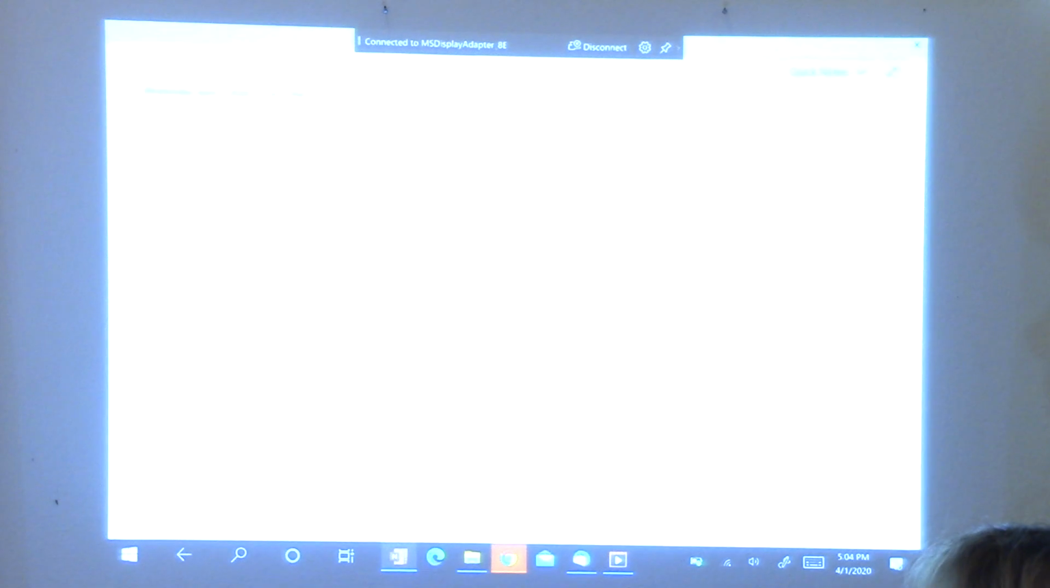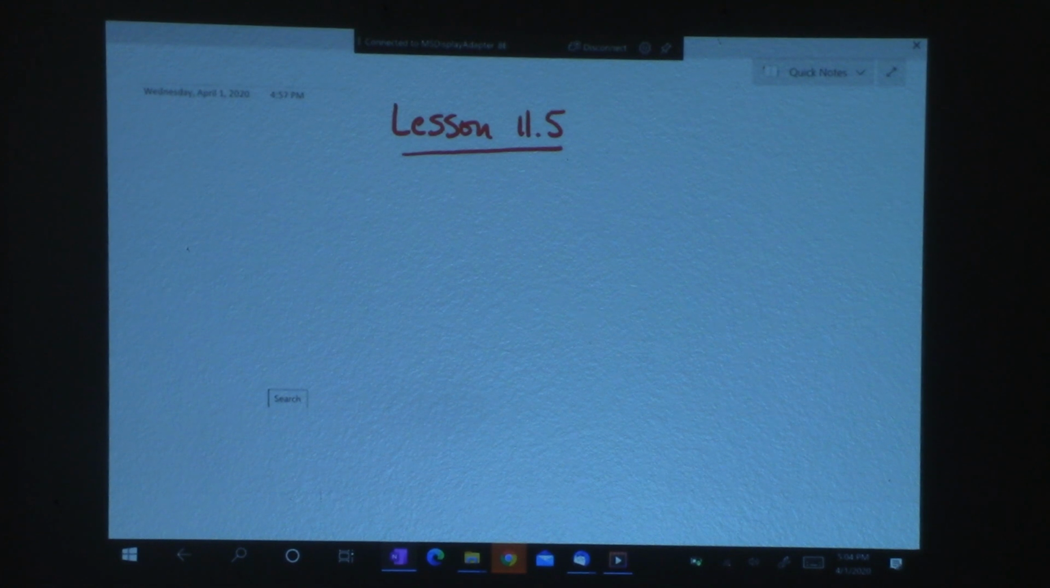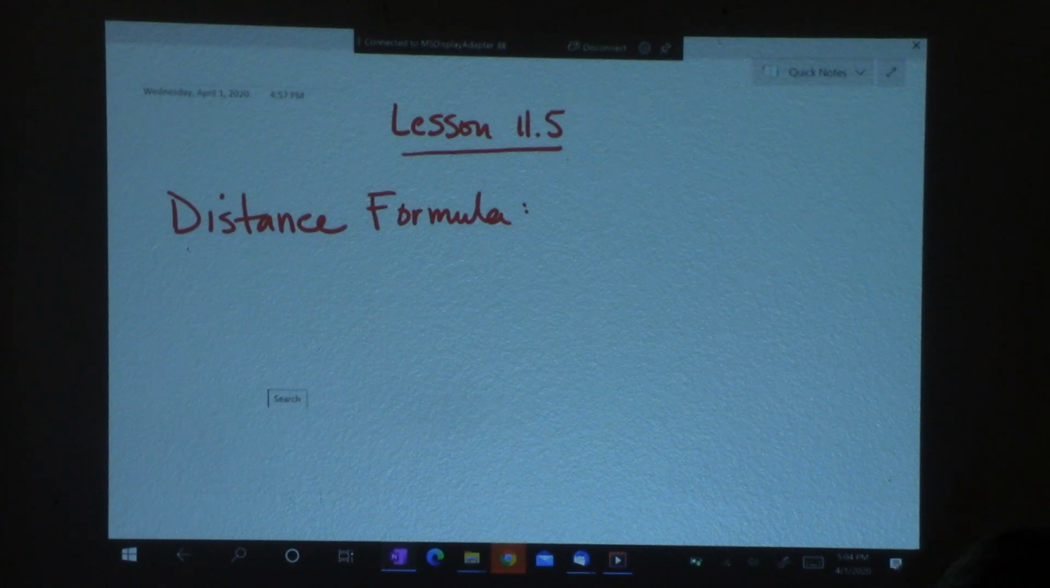Okay, there we go. There's our screen. Like I said, this is lesson 11.5 for Algebra 1, and it is the distance formula and the midpoint formula. Now, they really aren't very hard. The distance formula just has a lot of letters in it, and all you do is substitute the letters and come up with the answer.